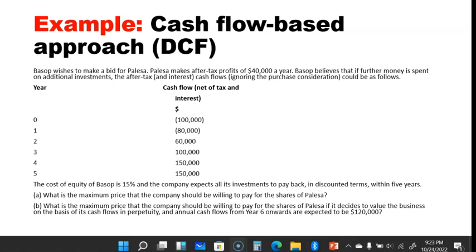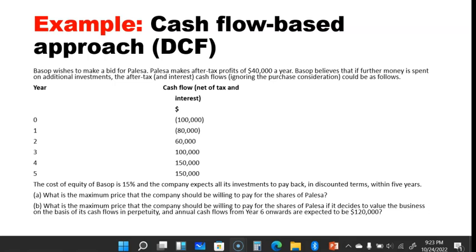and the company expects all its investments to pay back in discounted terms within 5 years. What is the maximum price that the company should be willing to pay for the shares of Palesa? What is the maximum price the company should be willing to pay if it decides to value the business on the basis of its cash flows in perpetuity, and annual cash flows from year 6 onwards are expected to be $120,000? So let us attack this question straight away.